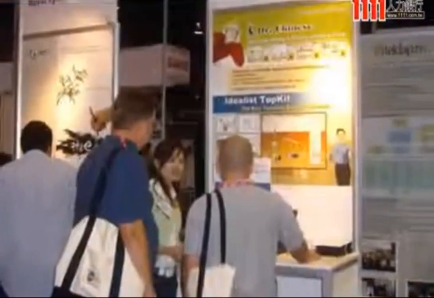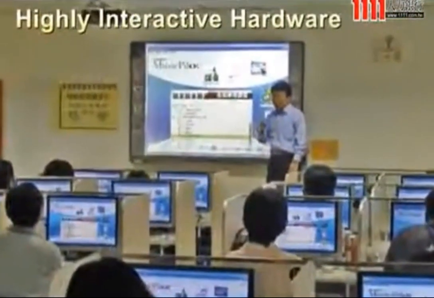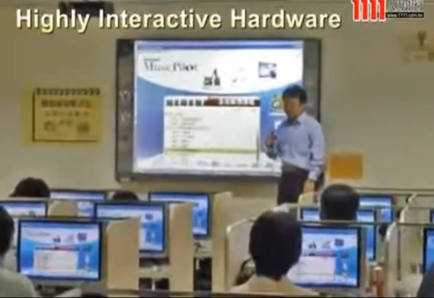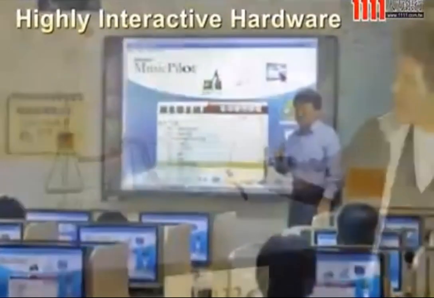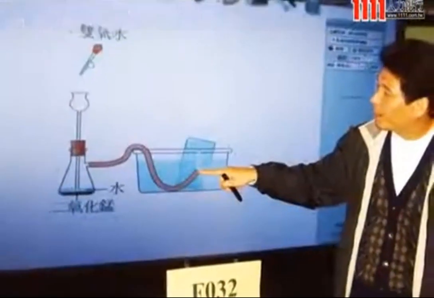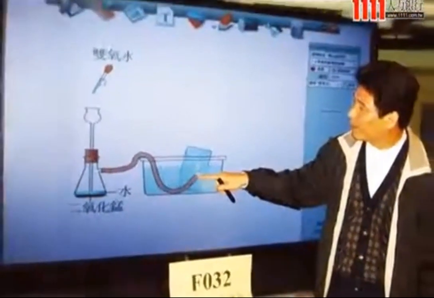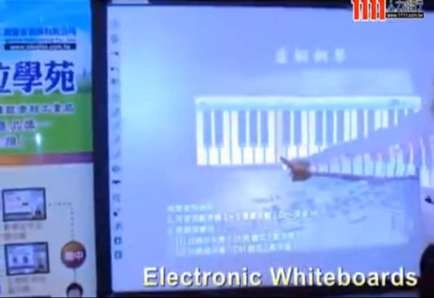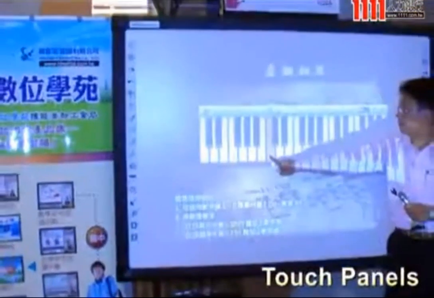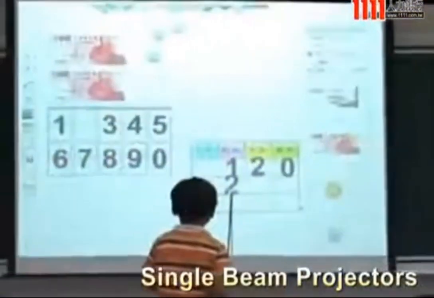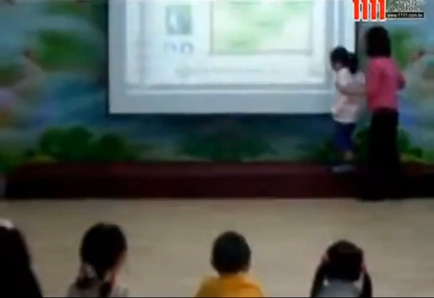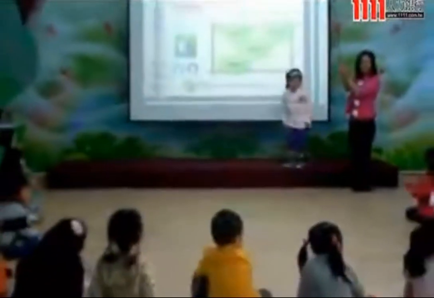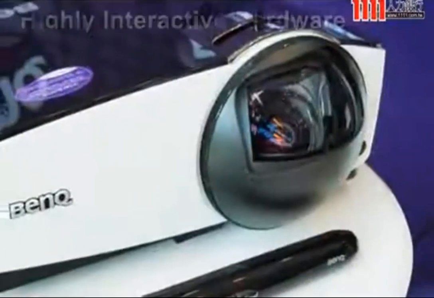In the past few years, many countries have implemented highly interactive hardware into their classrooms, helping global e-learning make huge strides into our schools. The development of e-learning hardware used in classrooms has moved from early electronic whiteboards to current innovative touch panels and single beam projectors. This development has opened the doors to a new era of educational technology.